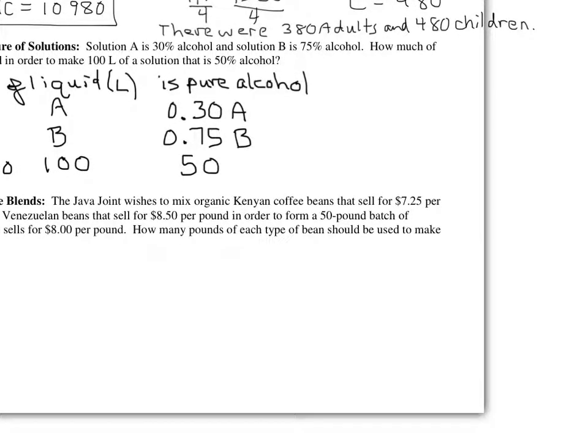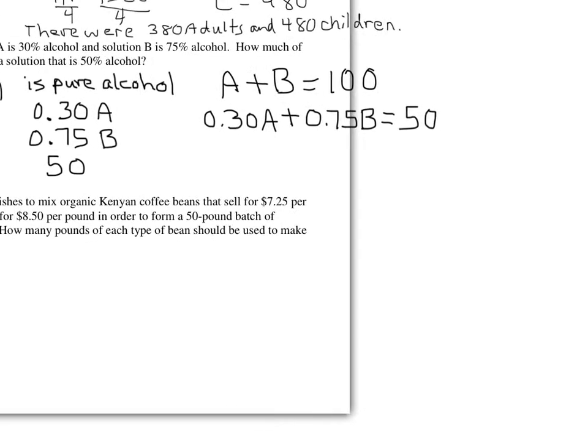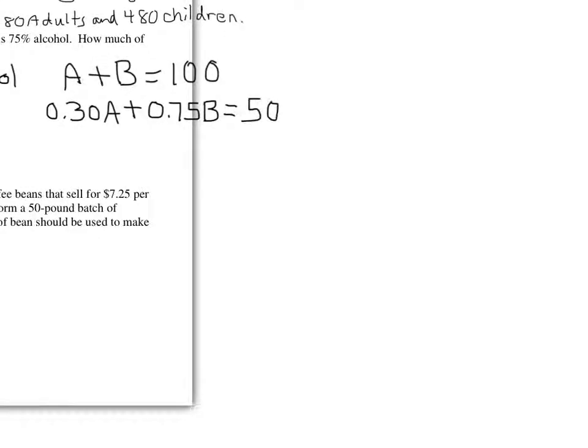We have two equations here, one from each column. If you mix the liquid of A plus the liquid of B, you're going to get a total of 100 liters of liquid. If you take the pure alcohol in the A mixture and add that to the pure alcohol in the B mixture, that will give you the total pure alcohol of 50 liters. Two equations, two unknowns. It's a system of linear equations, so we're going to solve for either A or B.